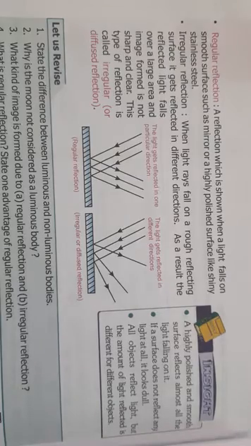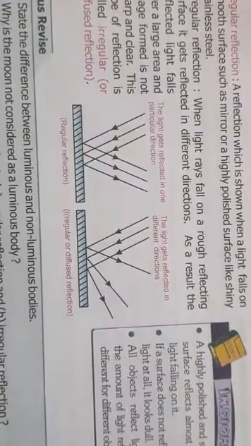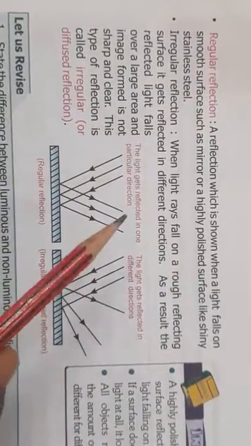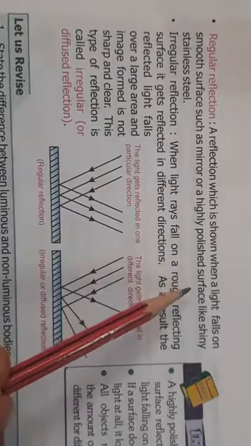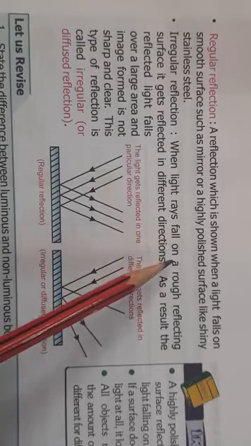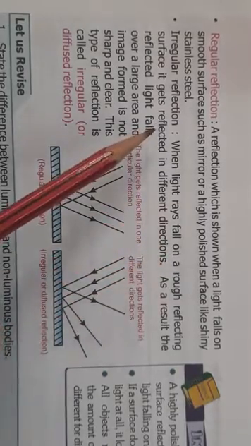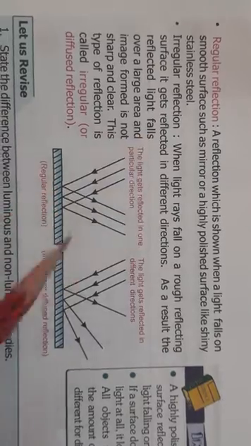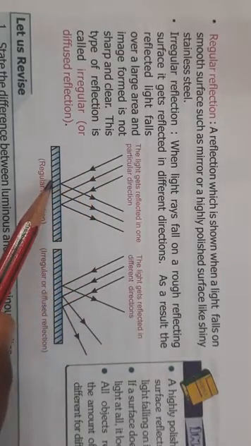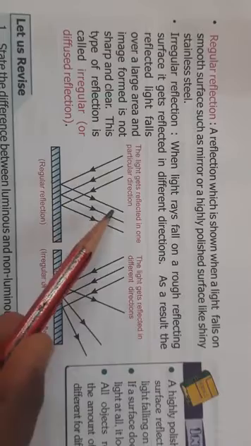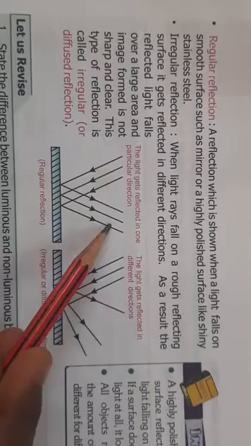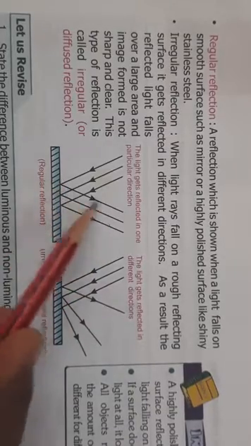Good morning, students. Let's move on to the next topic, that is regular reflection. What is regular reflection? A reflection which is shown when a light falls on a smooth surface like a mirror or a very highly polished surface like any of the stainless steel utensils. When the light falls on any highly polished surface, it gets reflected back in one particular direction. So this is called regular reflection, when it is reflecting back in one particular direction.